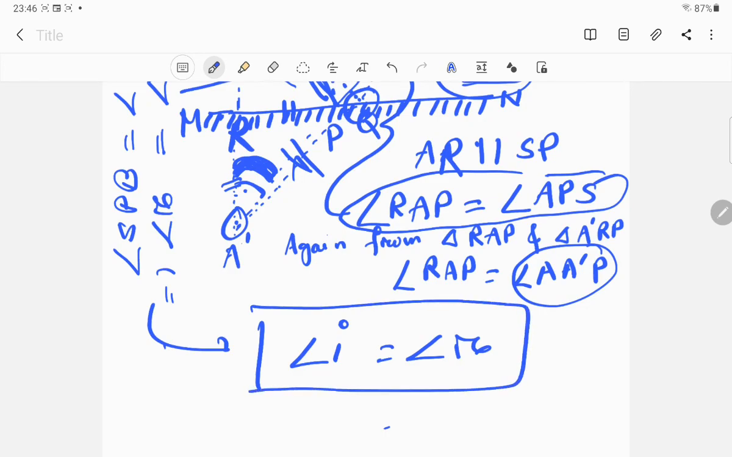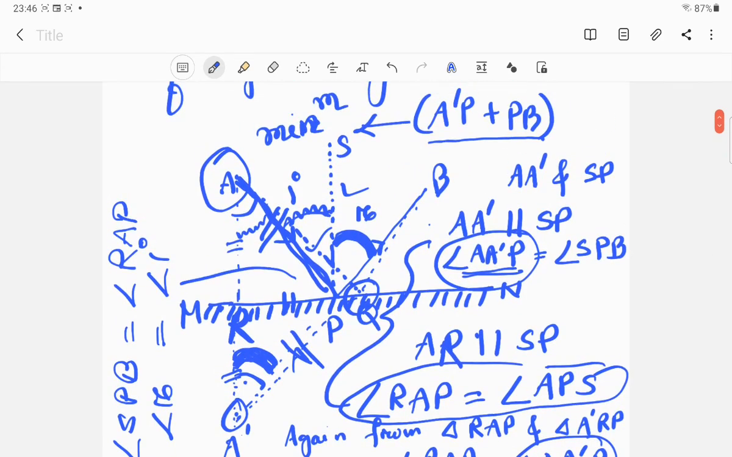First law is that the incident ray, reflected ray and the normal drawn at the point of incidence lie in the same plane, and the second is that angle of incidence is equal to angle of reflection.